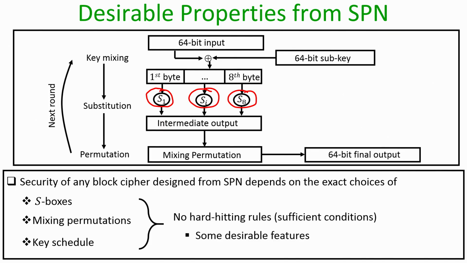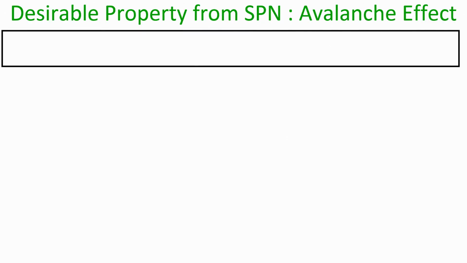It turns out that there are no hard hitting rules or sufficient conditions, namely it is not known that if we ensure a certain list of properties with respect to the S boxes, mixing permutation and key scheduling algorithm, then the resultant construction is always going to be a pseudo random permutation. There are no such cookbook or algorithmic rules available, but we do expect certain desirable properties from the underlying S boxes, mixing permutations and key scheduling algorithm to ensure that the resultant keyed permutation indeed behaves like a pseudo random permutation.